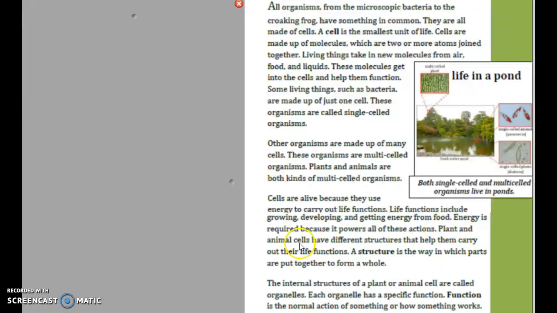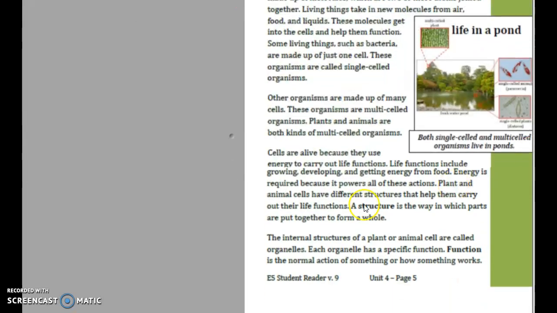So plant and animal cells have different structures that help them carry out their life functions. A structure is the way in which parts are put together to form a whole. Oh yeah, I'm thinking of the picture that we drew about a plant and how a plant needs different structures to make it a whole piece. The internal structures of a plant or animal cell are called its organelles. Funky. I know I've heard the word organ before. Each organelle has a specific function. Function is the normal action of something or how something works.